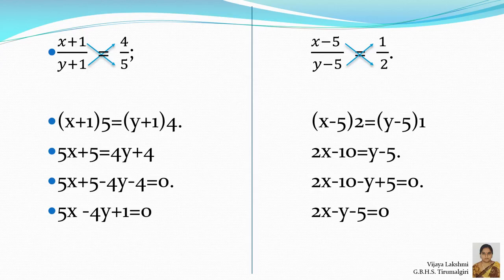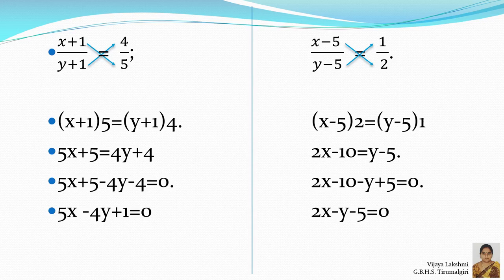Now on to the left hand side, you can solve the first equation. So taking a cross multiplication, x plus 1 into 5 is equal to y plus 1 into 4. 5x plus 5 is equal to 4y plus 4. 5x plus 5, bringing the right hand terms, minus 4y minus 4 equal to 0. 5x minus 4y plus 1 equal to 0.